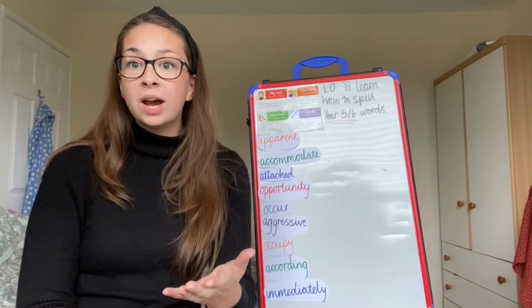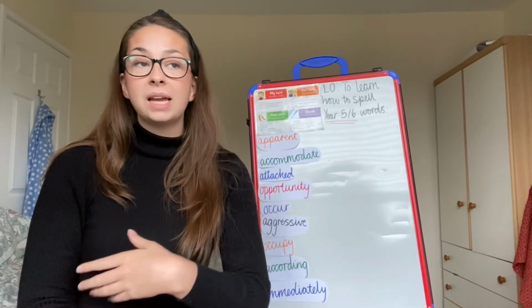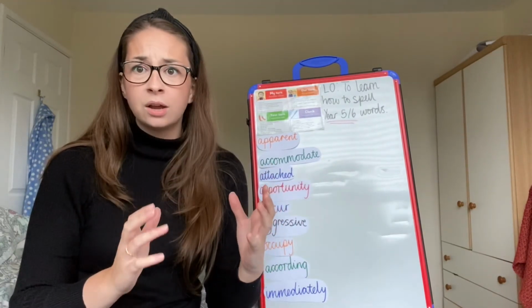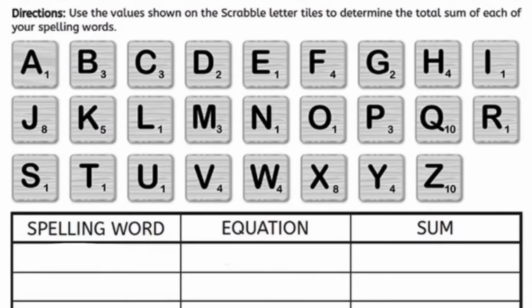You can use Scrabble tiles if you have them at home. If you don't, I have found a picture of the Scrabble total values of the tiles on the next bit. You now need to use the Scrabble letter tiles to determine the total sum of each of your spelling words. You then need to create a table, so you write your word, your equation, and then the total sum next to it. Alternatively, you could do it slightly differently.